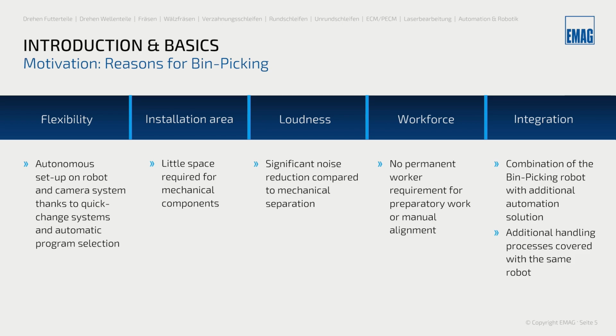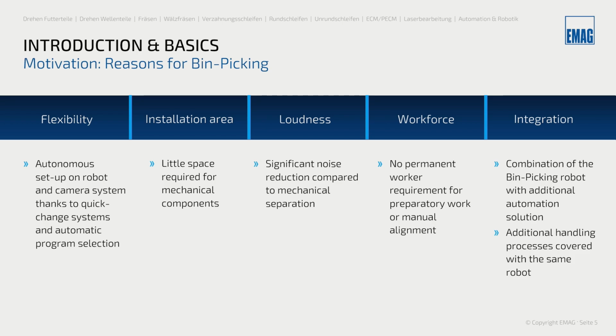Also, it is integratable. You can combine the bin picking robot with additional automation solutions, may it be a belt conveyor, a track motion, a portal, or buffer solutions of any kind. Additionally, you can also integrate the robot into different handling operations, like loading periphery stations for engraving, for measuring, and so on.